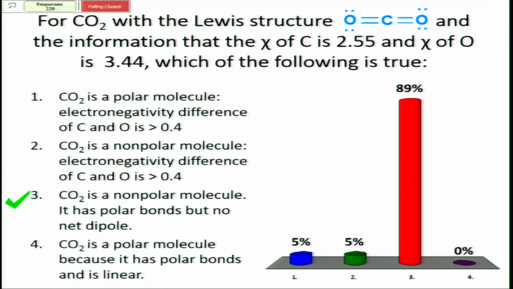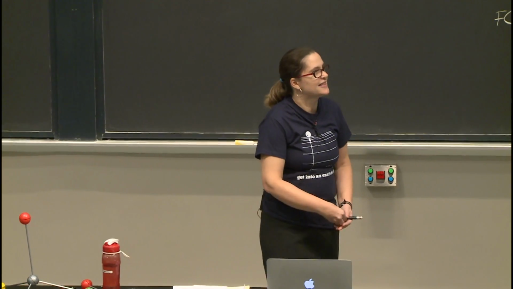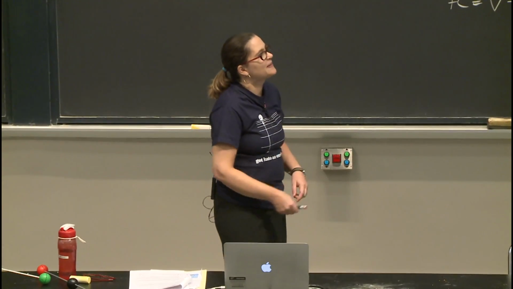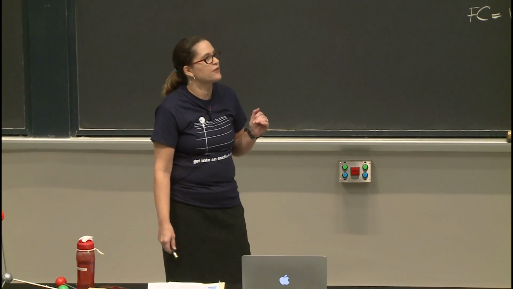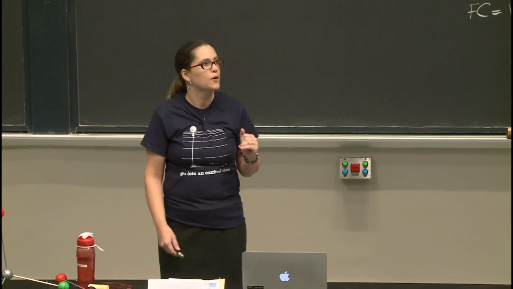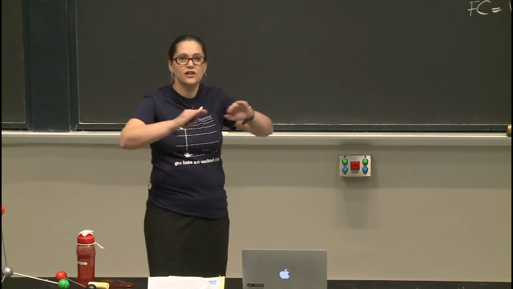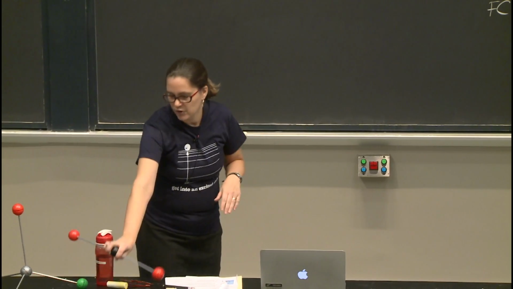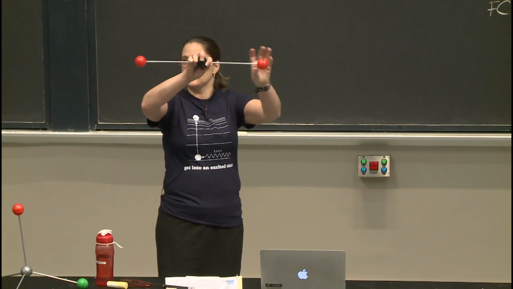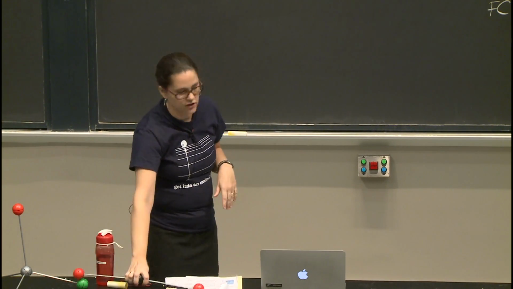All right. So if the polar bear T-shirt had won, it would have given it away, but it didn't matter. You still remembered. So yes, it does have polar bonds. Electronegativity difference greater than 0.4 does make it a polar bond. But because it is linear, there's no net dipole. So the polar bonds cancel each other out with this linear geometry.